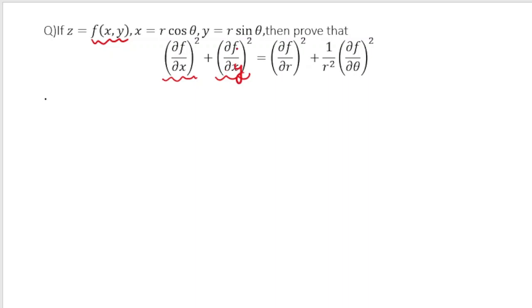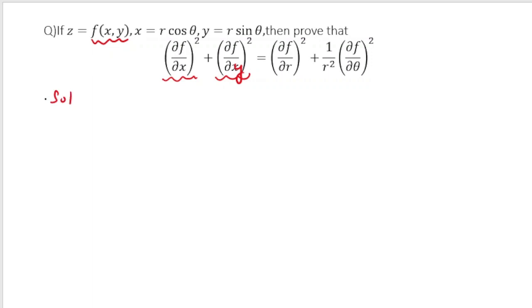So (∂f/∂y)² is equal to (∂f/∂r)² plus 1/r² (∂f/∂θ)². This is a result that I have to prove. There are two ways to prove it. First, you can find ∂f/∂r and ∂f/∂θ using the chain rule of differentiation, and then substitute and get this value. But I want to solve it using the Jacobian of transformation.